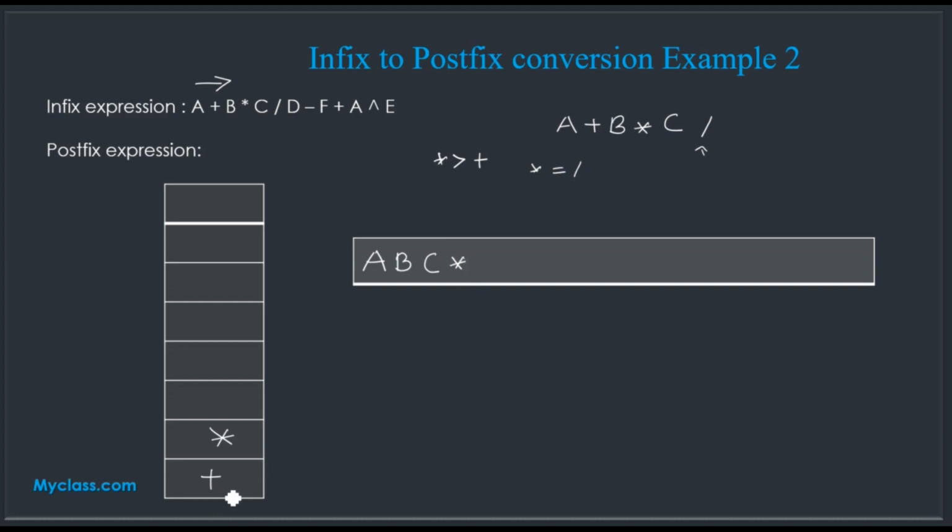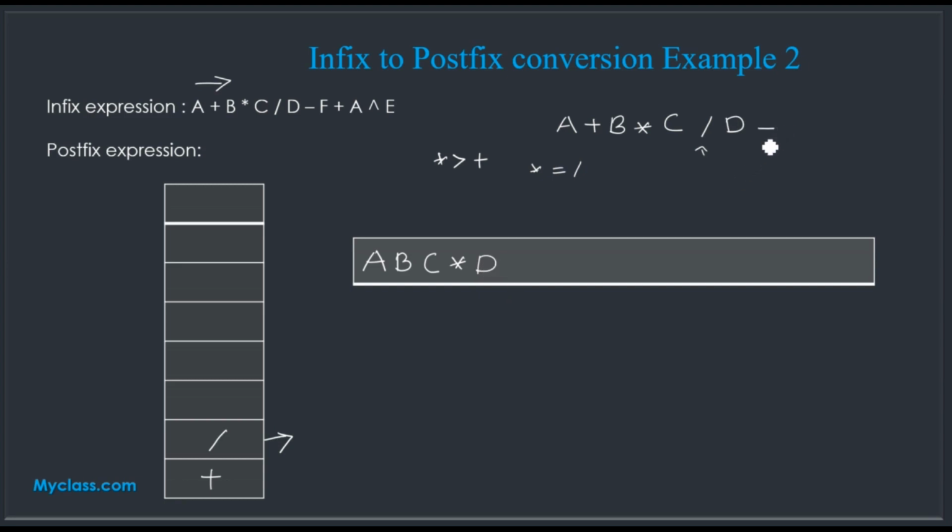Now we are again checking the topmost element. We have popped star. Now we reached the plus operator. Plus has the lower precedence, so no need to pop now. So we are pushing division into here. We have already popped the multiplication. Now adding the division operator to the stack. Now we have reached D. D is an operand, so adding it into the postfix expression.